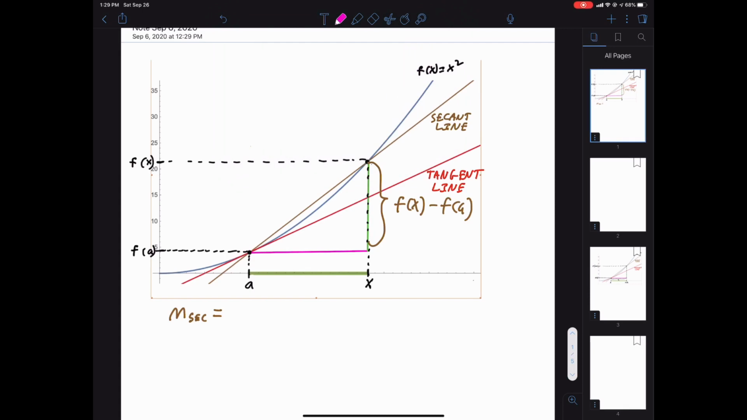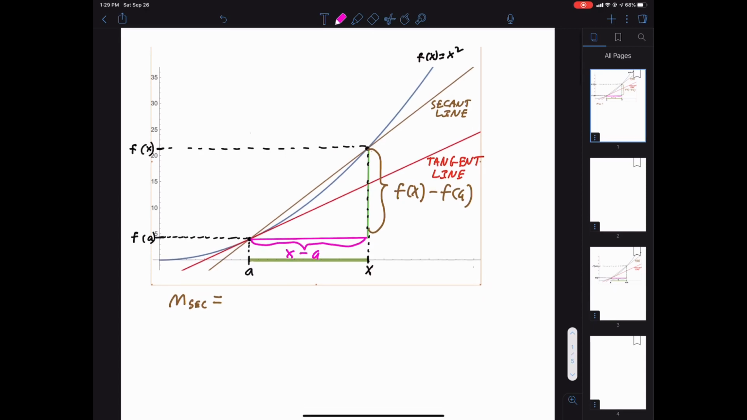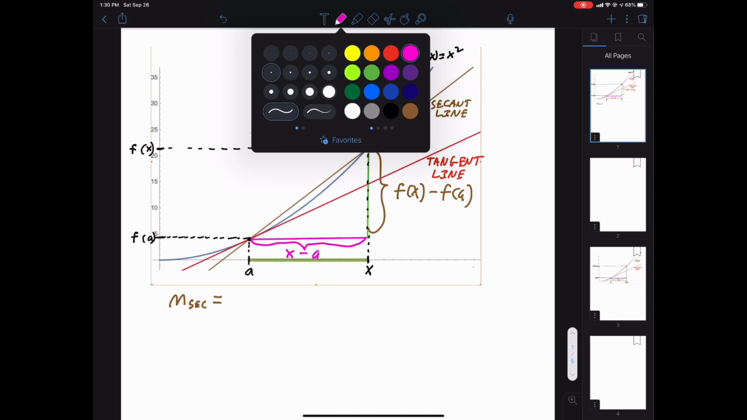The run, you do the same thing. How far apart is x and a? You subtract it. X minus a is the run. So the slope of the secant line is just going to be the rise over the run. There's a rise, there's a run. We divide those, and that's the slope of that brown secant line.